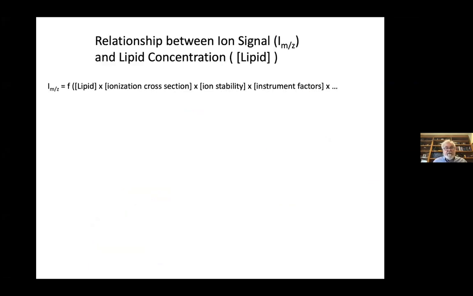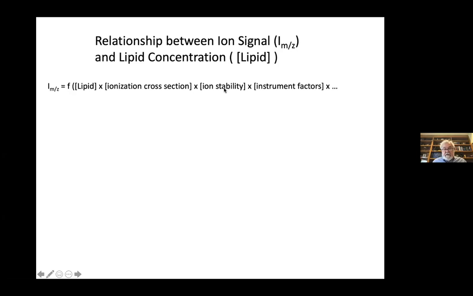So I want to talk a little bit about quantitation more theoretically here. There is a relationship between the signal you measure, the mass to charge, and the concentration of the lipid. So that signal you get is a function of lipid concentration. It's also a function of the ionization cross-section, which is the problem for neutral lipids, where you have to make adduct ions with them.